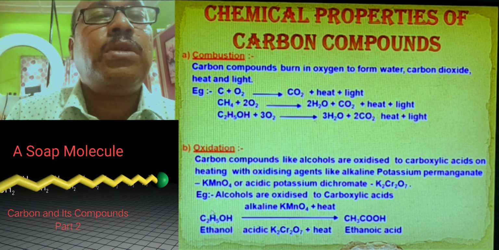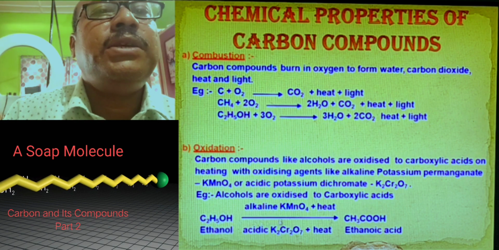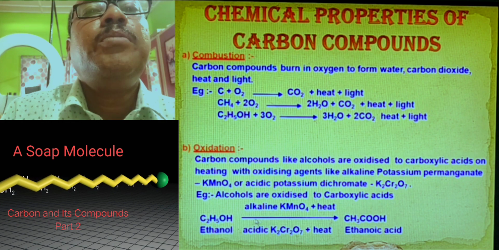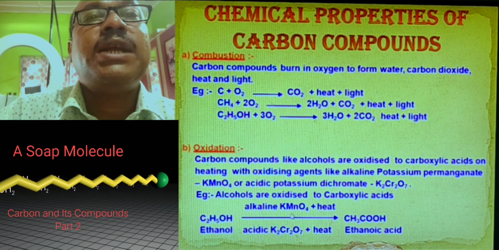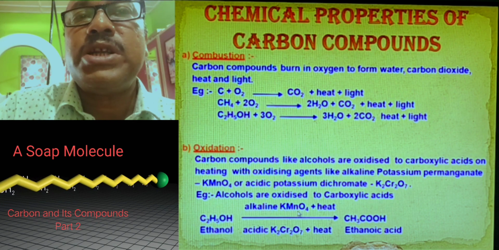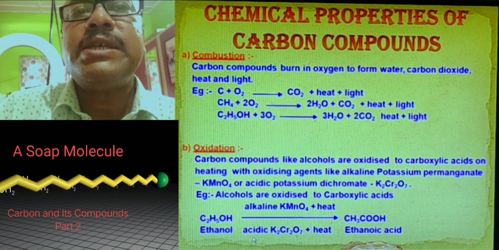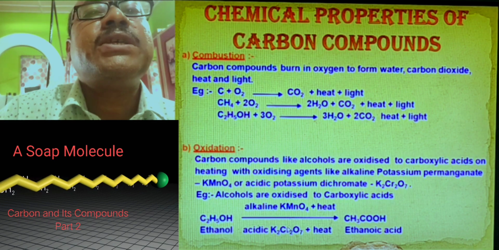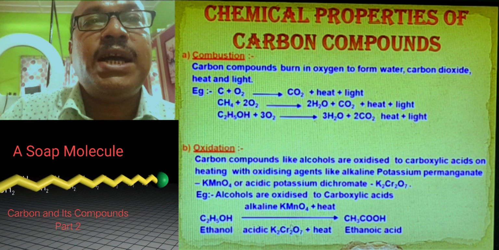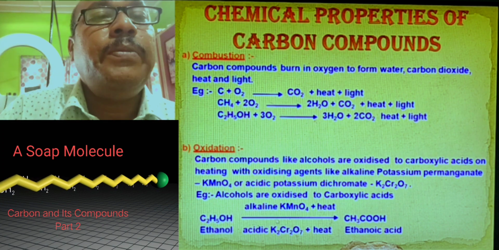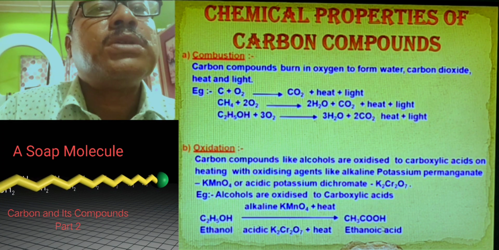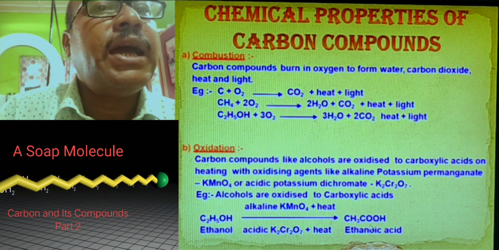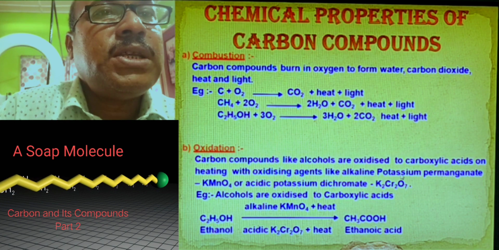How? This is ethanol, and you can see ethanol is changing to ethanoic acid. Why? Because we are adding some oxidizing agent like alkaline potassium permanganate or acidic potassium dichromate, and if we heat in presence of any one of these two oxidizing agents, then alcohol will be converted to acid, that is ethanol is changing to ethanoic acid. So this is the second property.